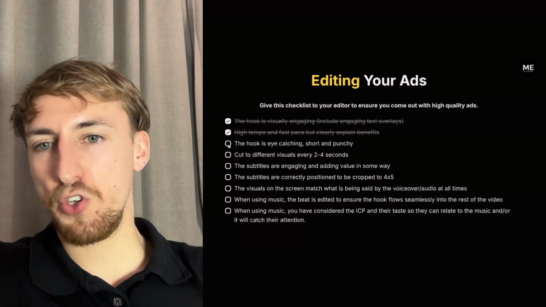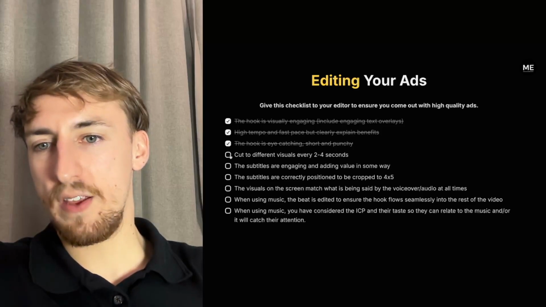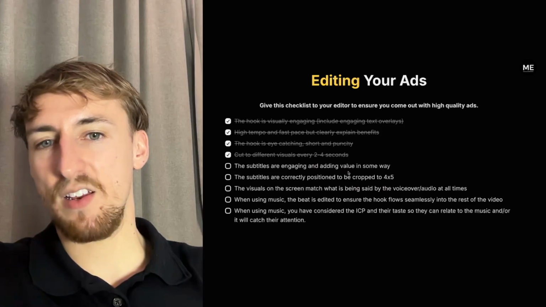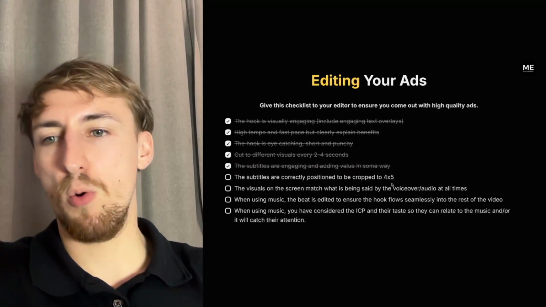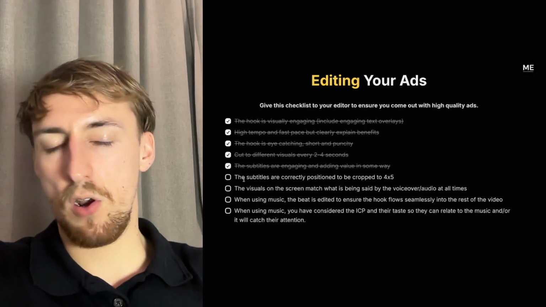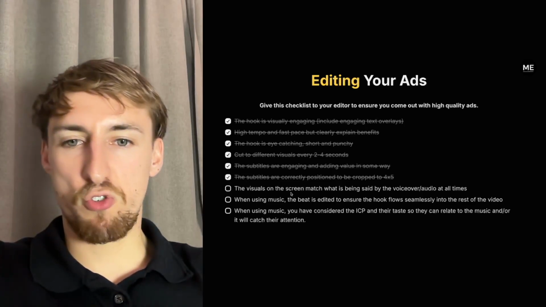The hook is eye-catching, short and punchy, cut to different visuals every 2 to 4 seconds. The subtitles are engaging and adding value in some way. The subtitles are correctly positioned to be cropped to 4:5 in the safe zone. I see a lot of ads falling for that. Visuals on screen match what's being said.